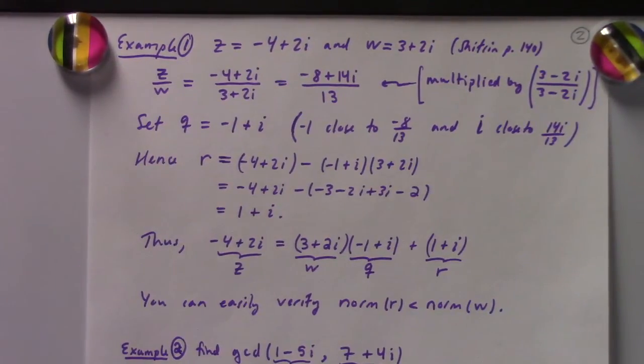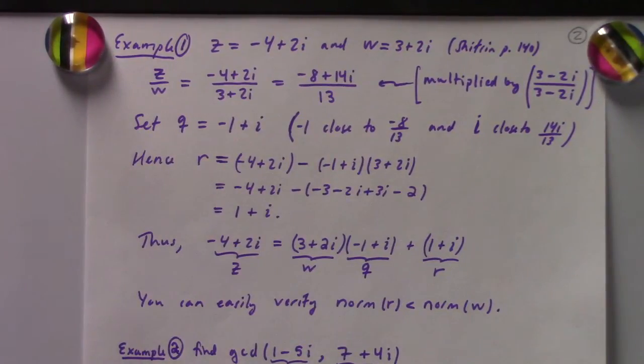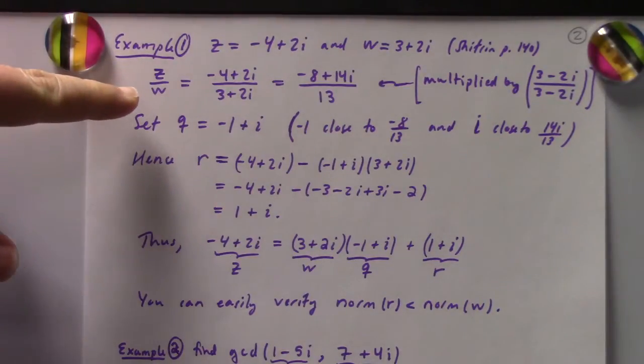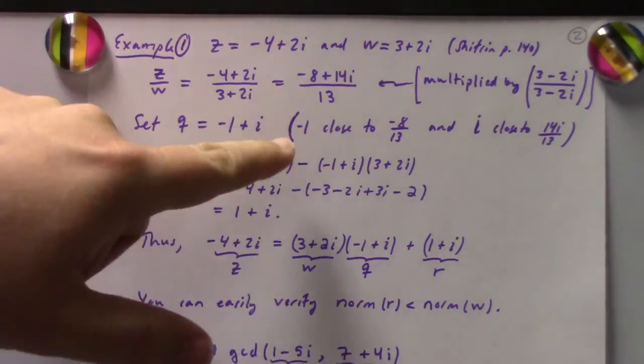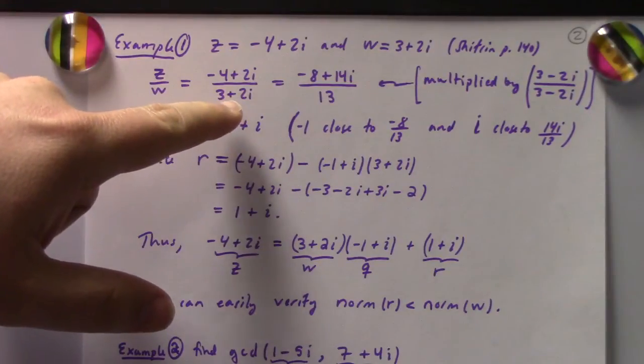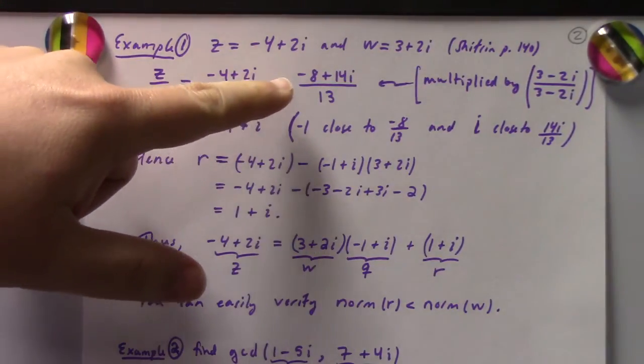Okay, so suppose you have z equals minus 4 plus 2i, and w equals 3 plus 2i. I also stole this example from Schleicher, I'm not sure how to say his name. My apologies, he's a very good mathematician. I enjoy his work on the Stack Exchange. Anyway, z over w would be minus 4 plus 2i over 3 plus 2i. You rationalize by multiplying by the conjugate of the denominator, and out pops minus 8 plus 14i over 13.